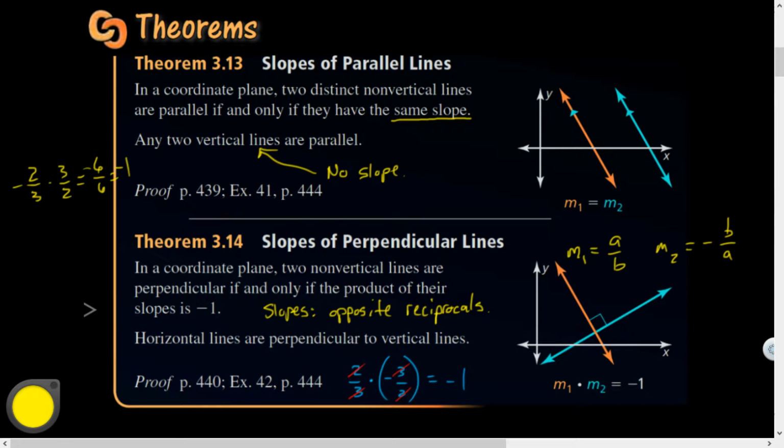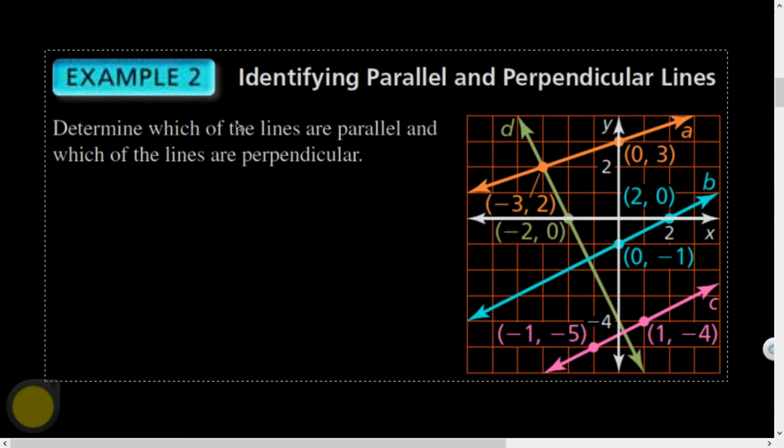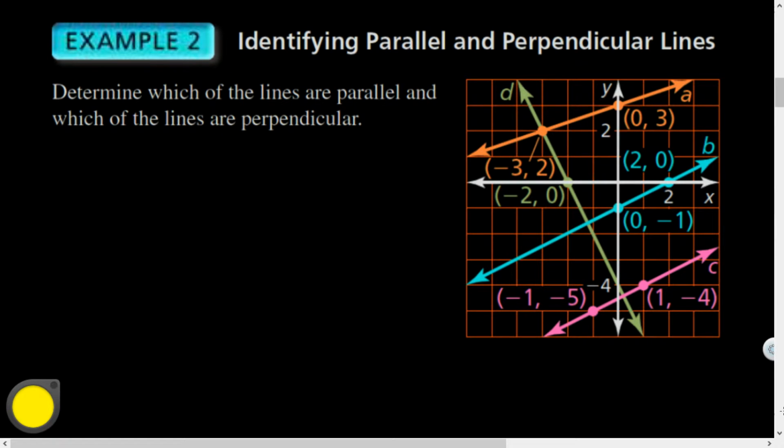So let's take a look at this one. We might just do some of these, or maybe we'll only test the ones that we're suspicious of. This is easy. Here we go. It says, determine which of the lines are parallel and which of the lines are perpendicular.